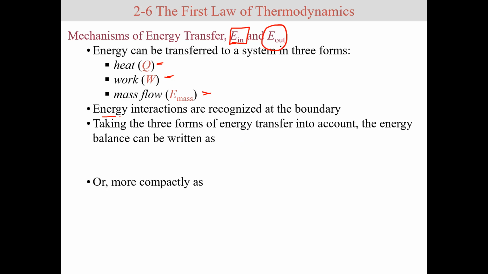So all these energy interactions, E in and E out, are always and only, in every circumstance, recognized at the boundary. So taking these three forms of energy into account, the energy balance can be written as follows.